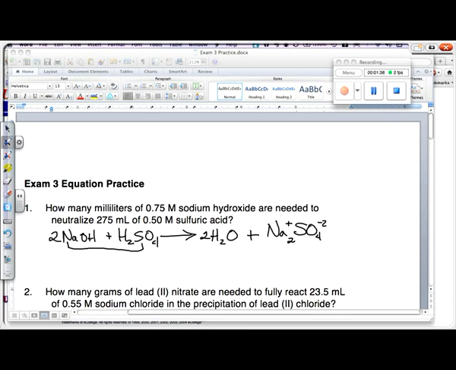So I have a balanced chemical reaction, do a little erasing here, so that I can write the info given in the problem under the species. So 0.75 molar sodium hydroxide, and the question is, how many milliliters? 275 milliliters of 0.5 molar sulfuric acid. This looks very familiar. I think we did this problem at the end of lecture 16, or one very similar to it. Okay.